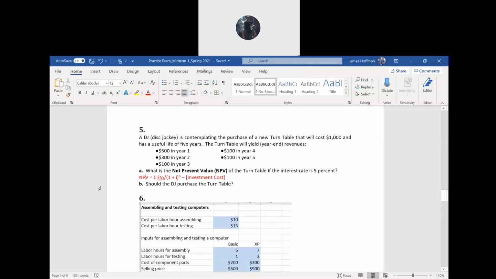Okay, so the net present value is the sum of all the future values discounted. So it's the future value in that time period divided by 1 plus I raised to the n. And then once you do that whole sum, subtract the initial investment costs, and then that's your net present value.